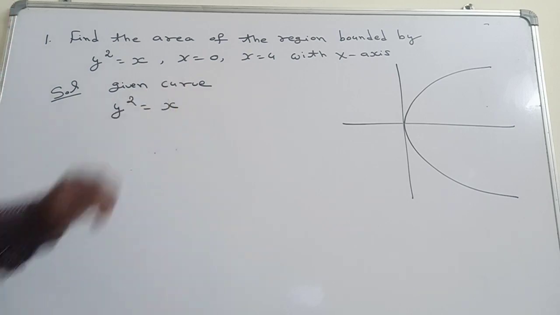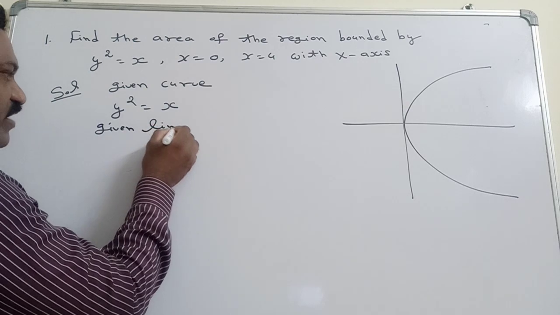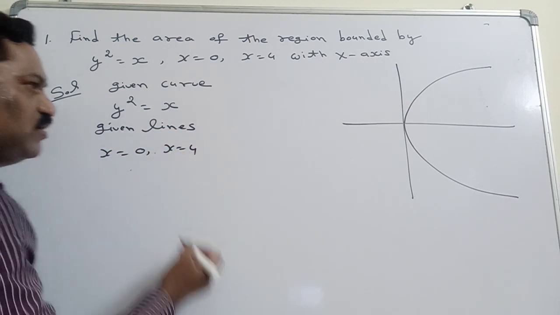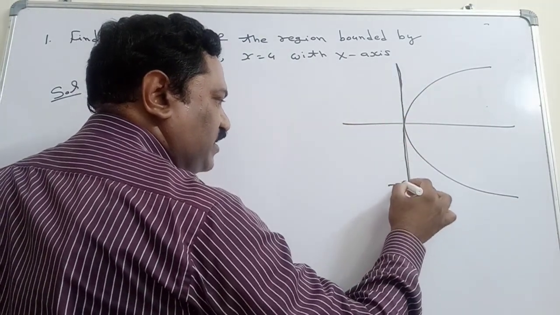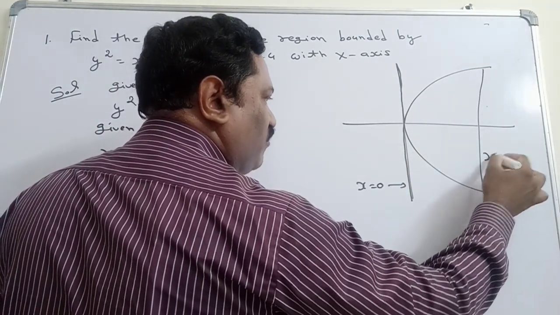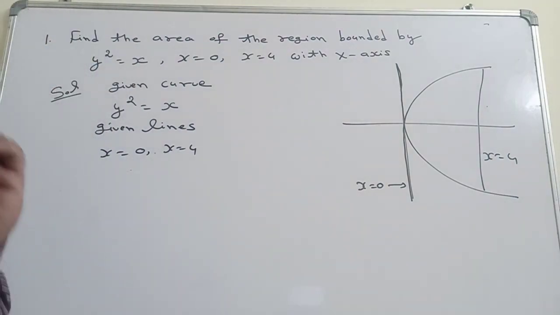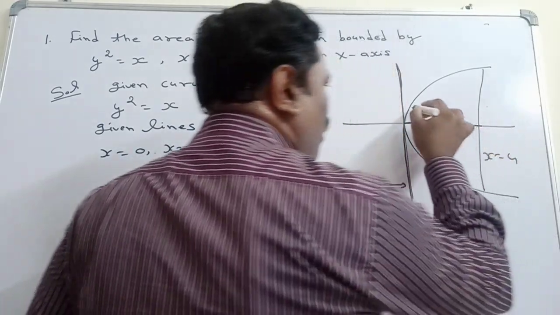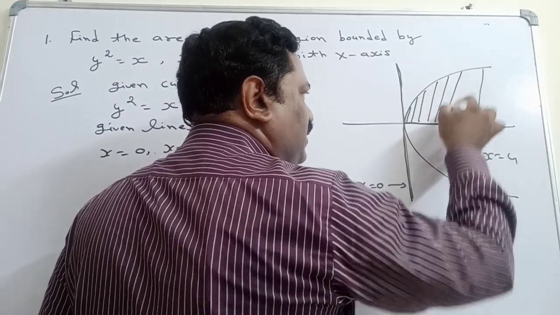Now we have to find the area between the lines. The given lines are x is equal to 0 and x is equal to 4. So x is equal to 0 represents the y-axis. And x is equal to 4 represents a vertical line, that is x is equal to 4. Now we have to find the area bounded with the x-axis. This is the x-axis. We have to find the area bounded only above the x-axis.